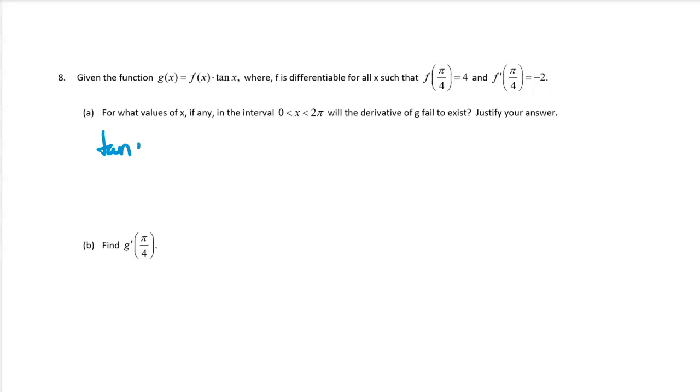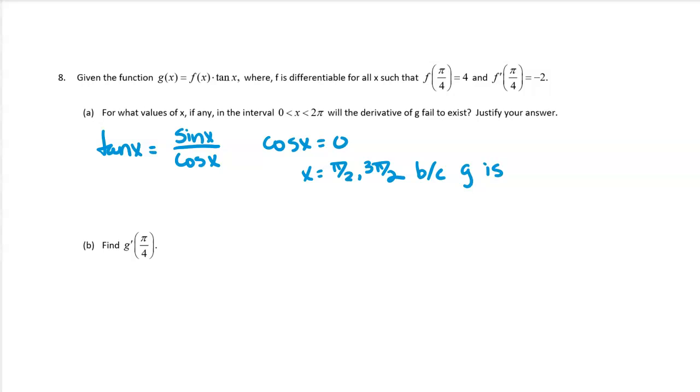Tangent is, if you have problems remembering, sine over cosine. And so tangent is not continuous where cosine is equal to 0, and that is pi halves and 3 pi halves. Okay, so it would be these values because g is not continuous.